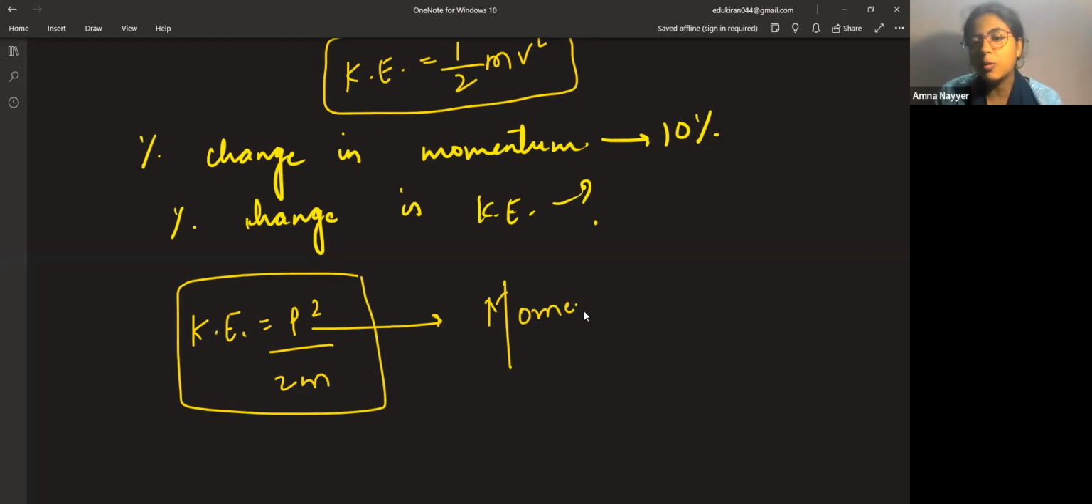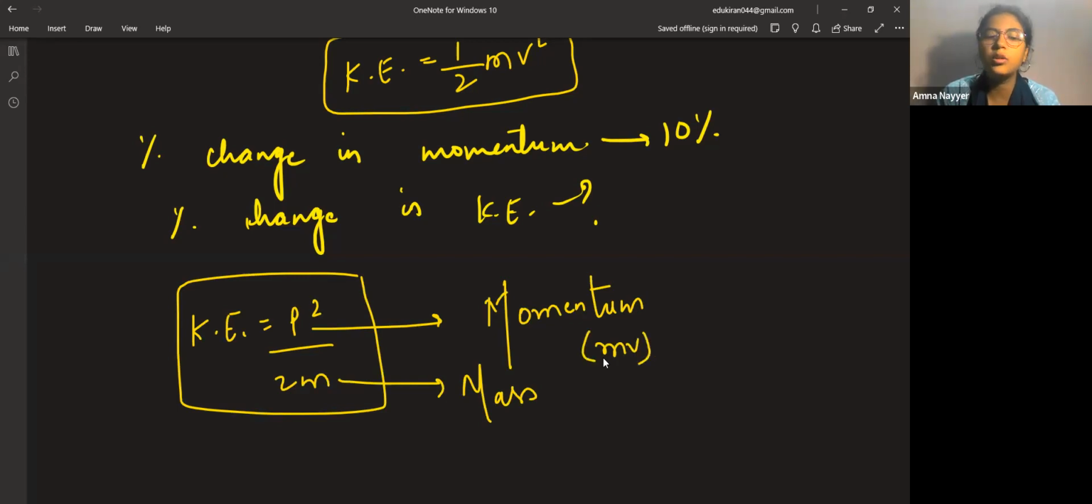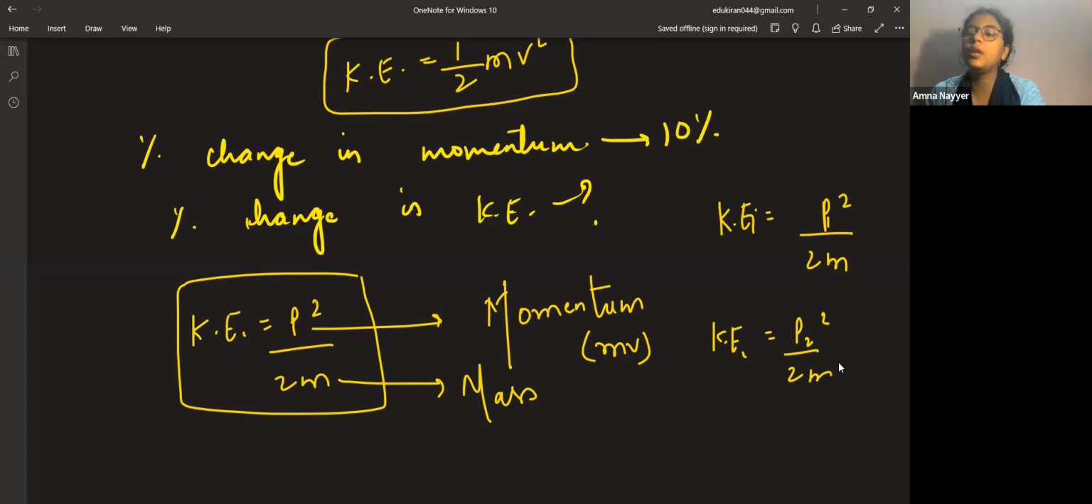So, P is momentum. Momentum we have discussed: mass into velocity. And m is the mass. Do not forget the formula of momentum, mass into velocity. So, if we are talking about the initial kinetic energy, it will be P1 square by 2m. When we are talking about the final kinetic energy, it will be P2 square by 2m. Like this, you will have different values of kinetic energy.